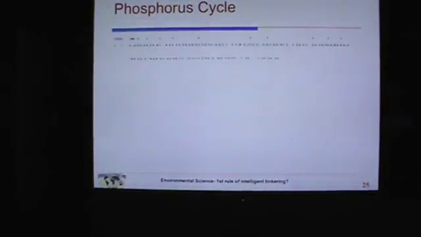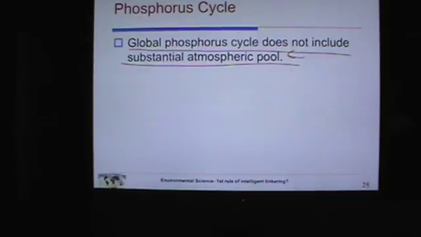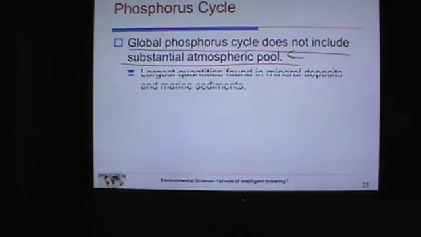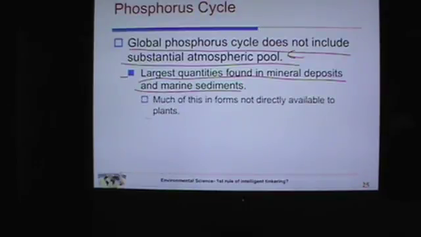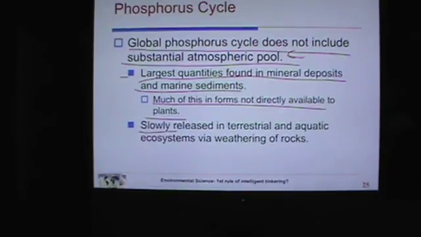Look at the phosphorus cycle. A little different. Global phosphorus does not include a substantial atmospheric pool. There is no gaseous form of phosphorus that's not highly toxic, if you will. So we don't really see phosphorus in the air in terms of a gas. You can see it in dust, but that's about it. The largest quantities are found in mineral deposits and in marine sediments. That's where most of it is locked up. Much of this is simply locked away in rock, not available to plants. Slowly released in natural systems, in terrestrial and aquatic ecosystems, by way of the weathering of rocks.